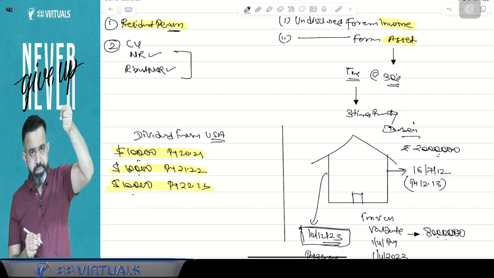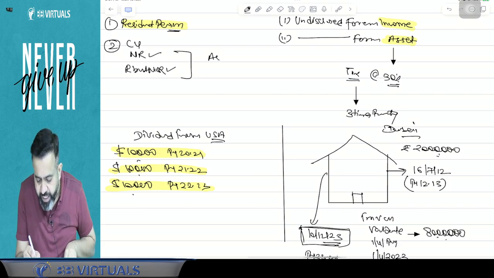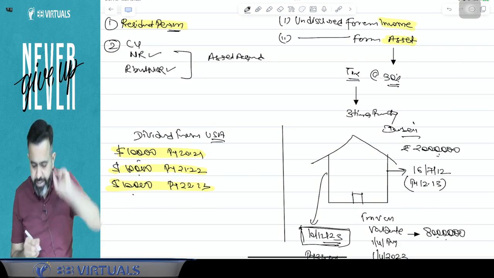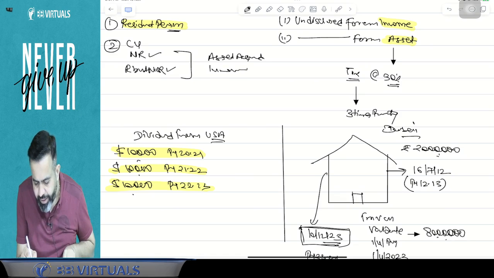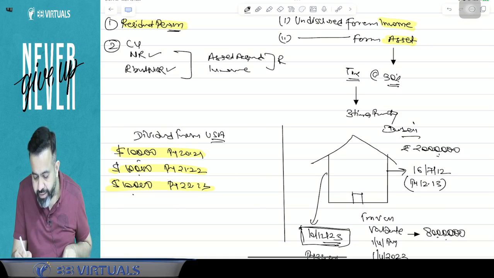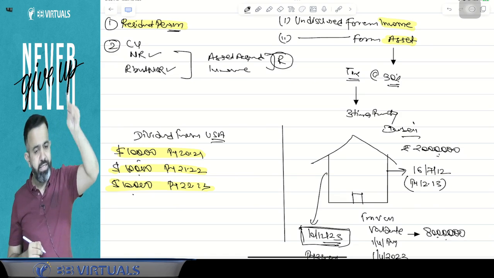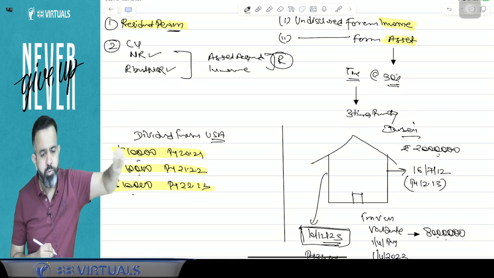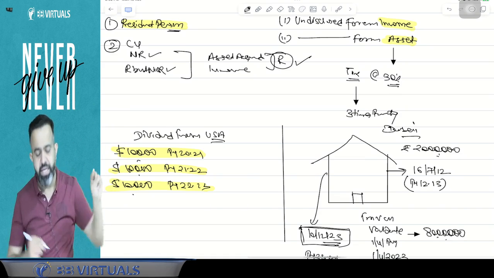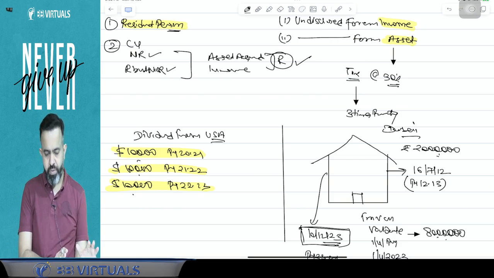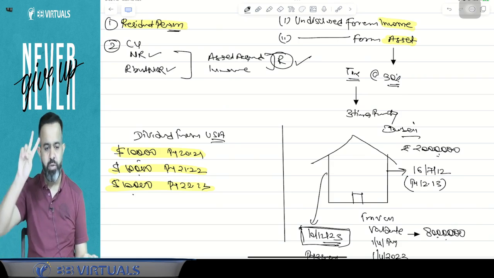But in the year in which the asset was acquired, or in the year you earned the income, you were a resident. Then this Act is applicable. So in simple words, this Act is applicable for two persons.